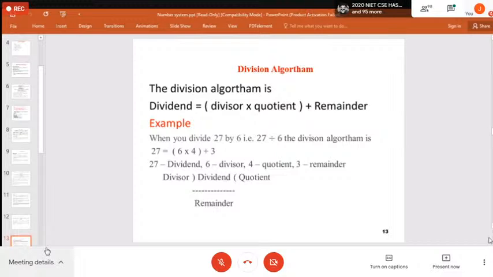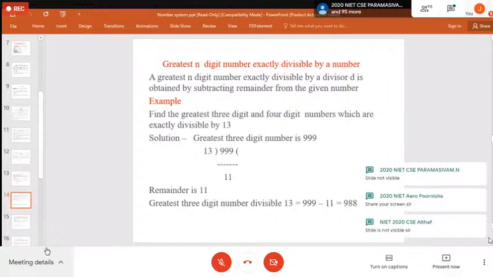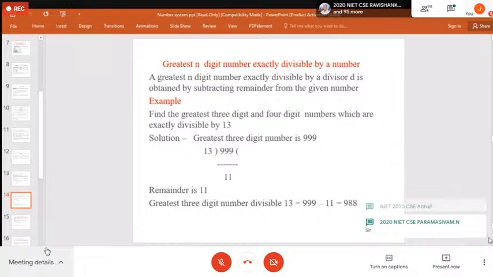Shall we go to the next topic? This one is the division algorithm. Next, there is one shortcut method to find the greatest n-digit number which is exactly divisible by another number.